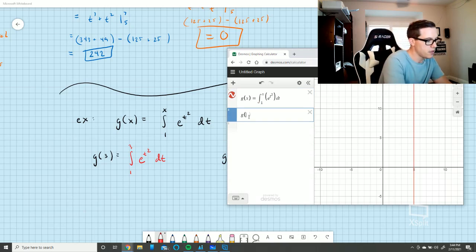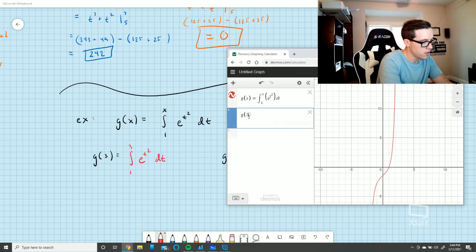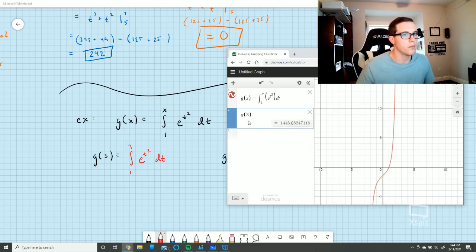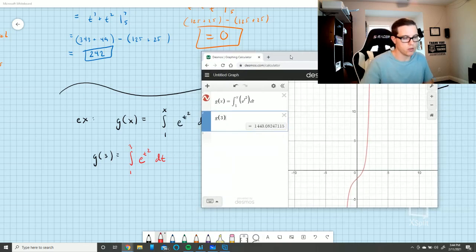The problem with this is that Desmos is going to struggle a little bit with these. Because like I said, your graphing calculator will not handle these. We have to do all these by hand. You'll see what I mean when I say we'll do these by hand later. But a lot of times Desmos can handle these, which is cool, but it just kind of chugs along a little bit. So this value is 1,443.